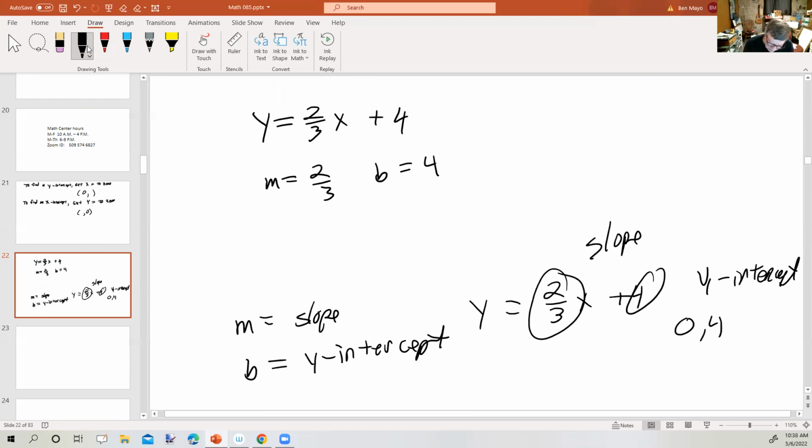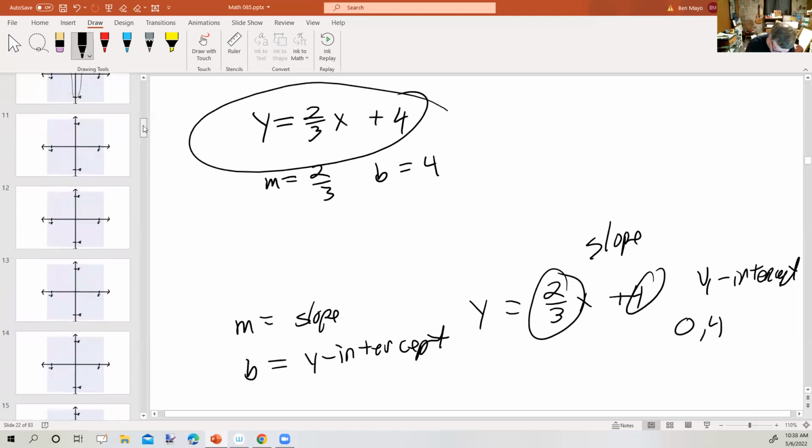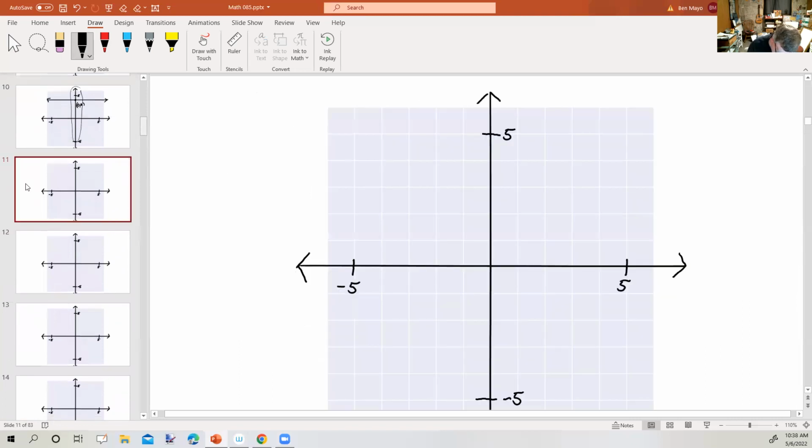All right, now we can take this equation, y equals 2/3 x plus 4. In the past, we have graphed lines by completing several ordered pairs, plotting those ordered pairs, and then drawing the line through them. That's still a valid way of doing things, but here's another way.